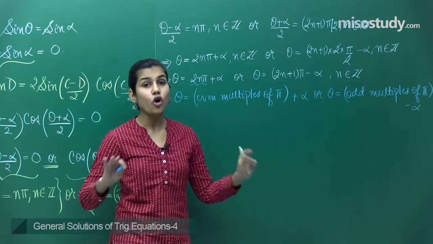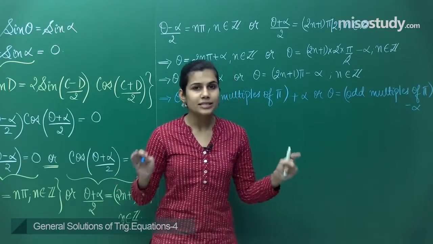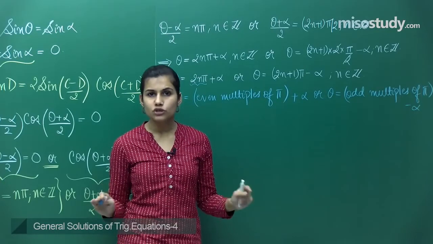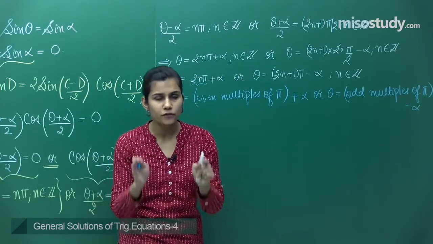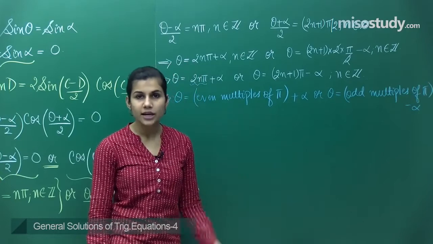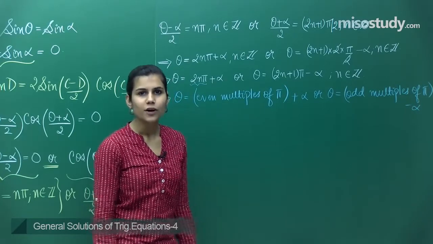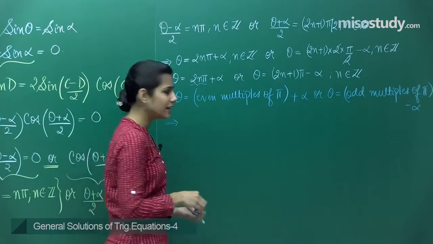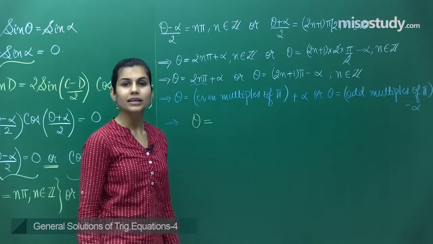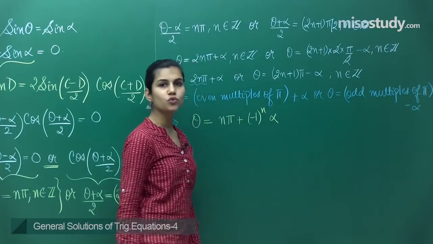How do I express this in compact form? Obviously, this is giving me an elaborative description about the values of theta, which are standing as my answers to the trigonometric equation sine theta equals sine alpha. But we know for general solution, we need to compactify our set of solutions of trigonometric equations. How am I going to compactify this entire set of thetas, which are either even multiples of pi plus alpha or odd multiples of pi minus alpha? Well, I can write this as theta, if it is even multiple of pi plus alpha or odd multiple of pi minus alpha, this means theta is n pi plus minus 1 to the power n into alpha.